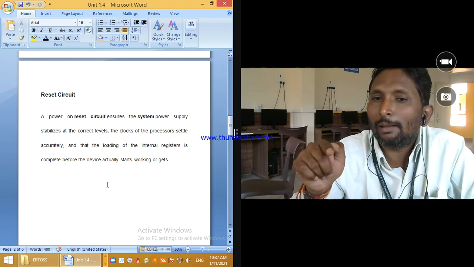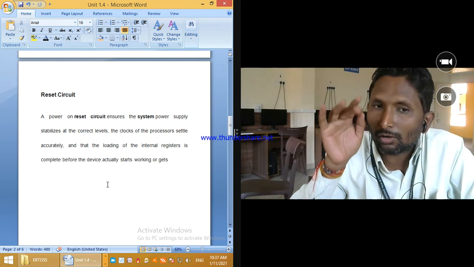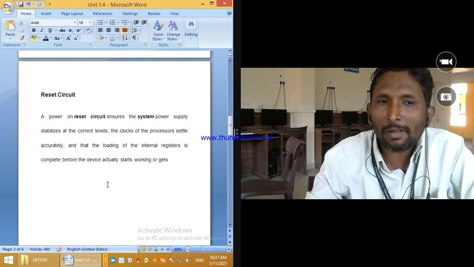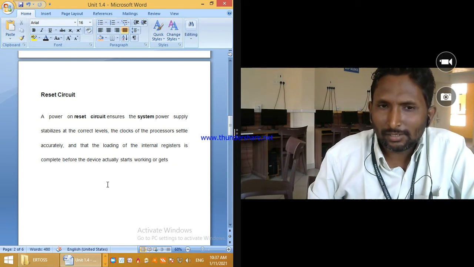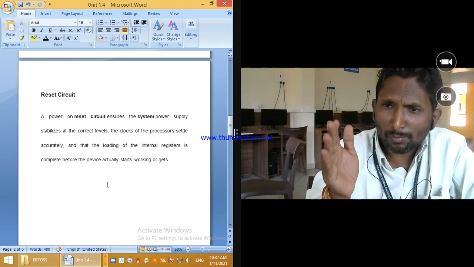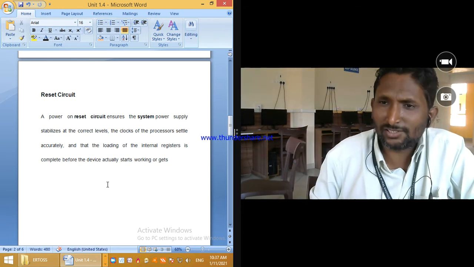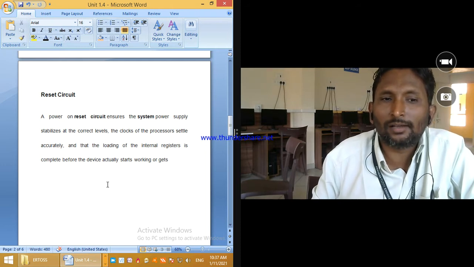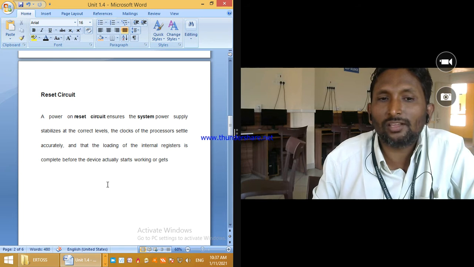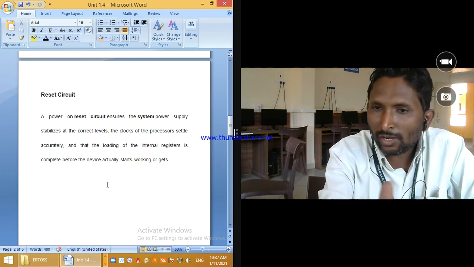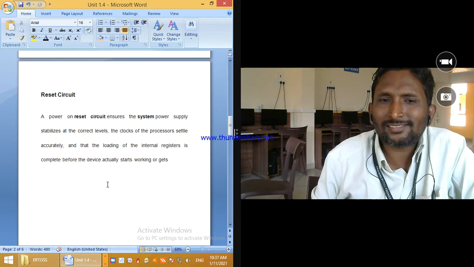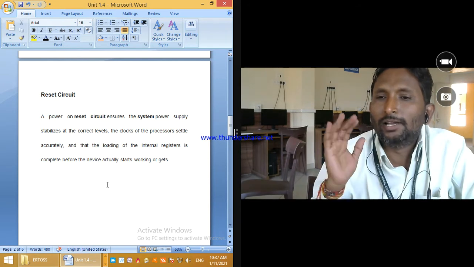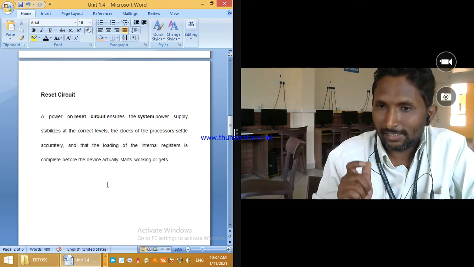If the application has the requirement of clock, in such applications where the clock signals are required, by pressing the reset button the clocks of the processor get resettled. This is the use of a reset circuit. And the loading of the internal registers is completed before the device actually starts working. So by doing these things, the loading of the internal register gets completed. This is the use of a reset circuit.